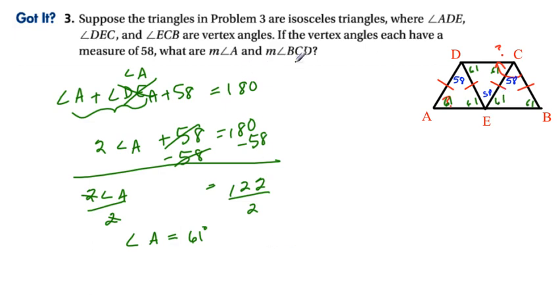So now if we want to find the measure of angle BCD, I'll do that one in blue. So that one is angle, let me make sure I have that right, BCD. So that one's going to be measure of angle BCD will be equal to 58 plus 61, right? So that should equal 119 degrees if you add those together.